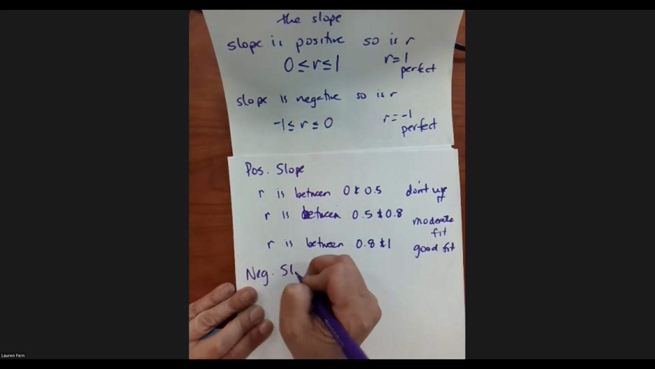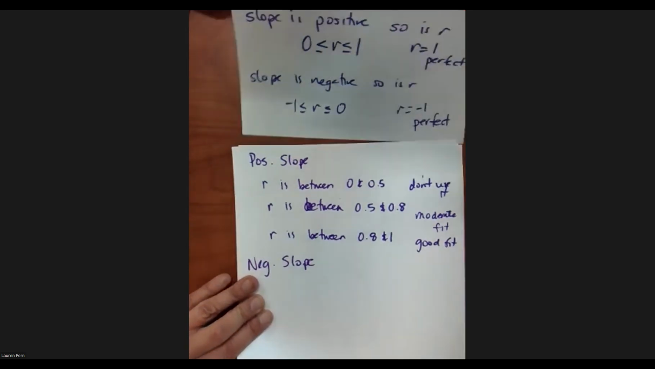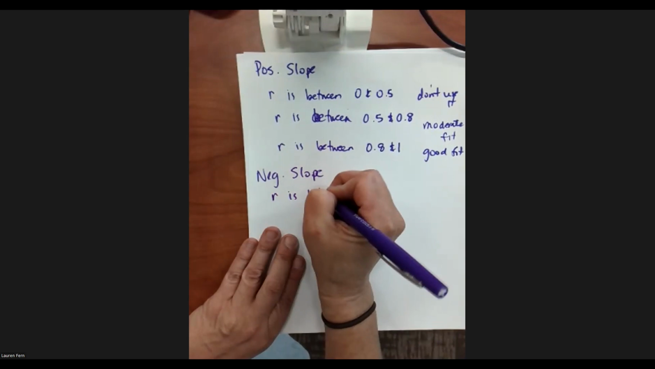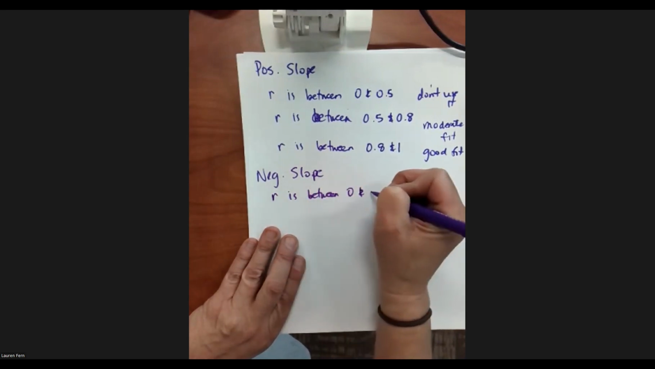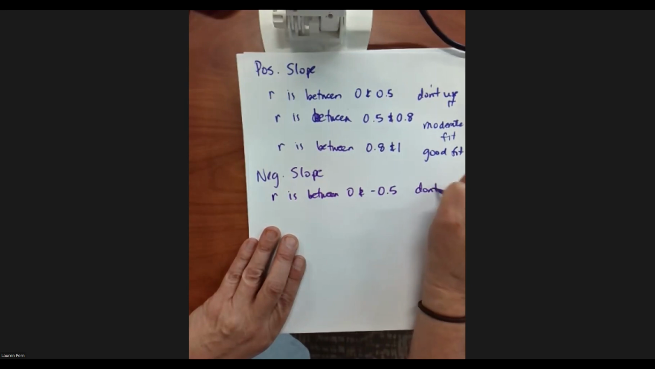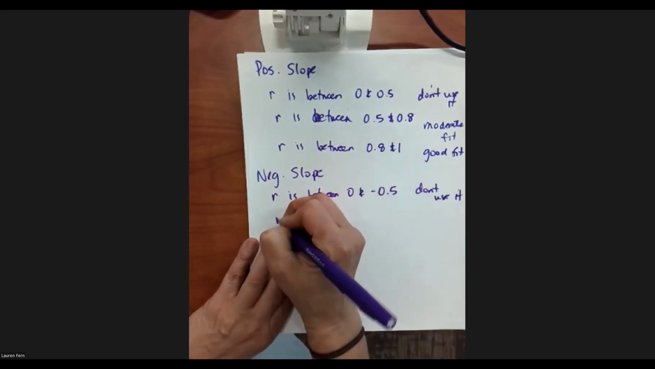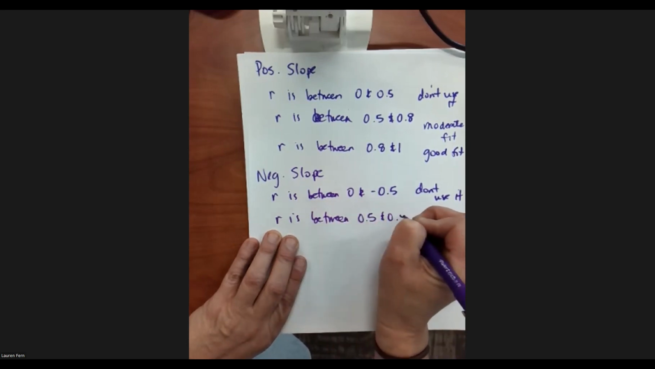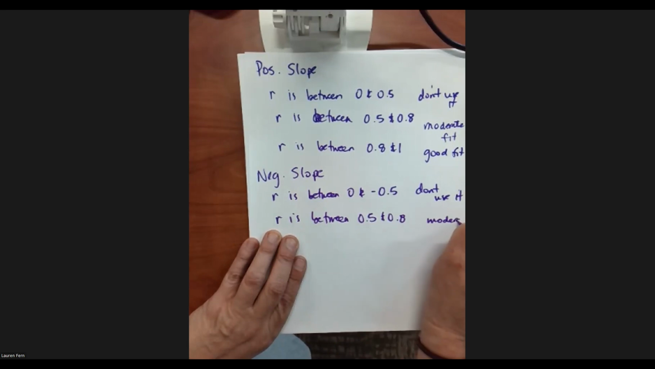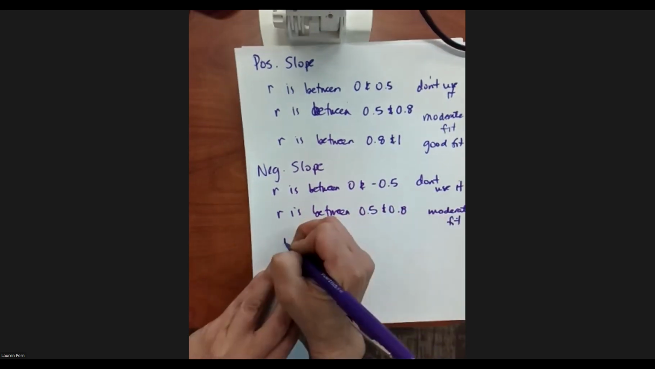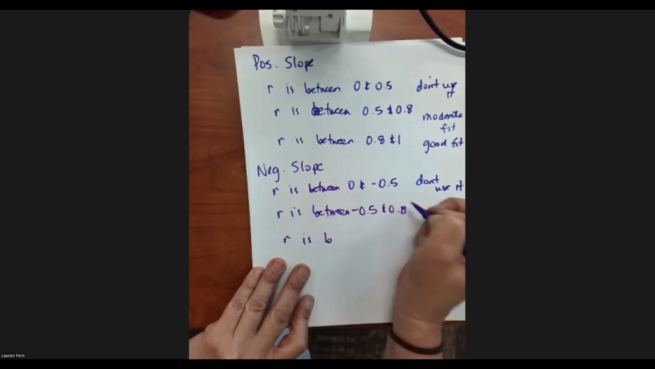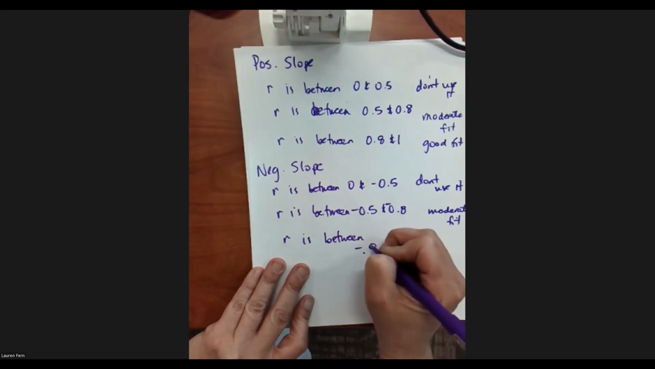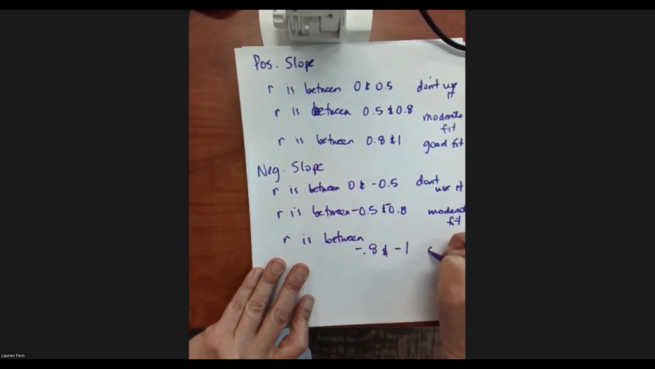And the same thing follows with a negative slope. If R is between 0 and -0.5, don't use it. If R is between -0.5 and -0.8, again, it's a moderate fit. And if R is between -0.8 and -1, it's a good fit.